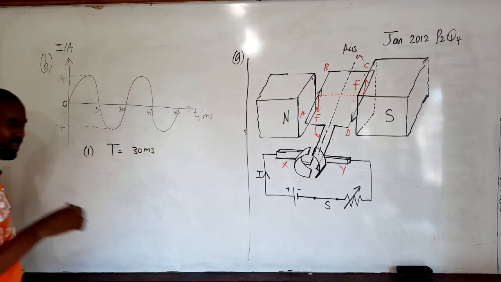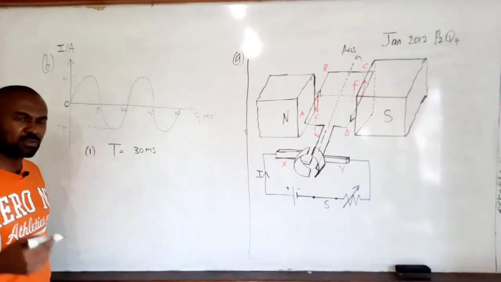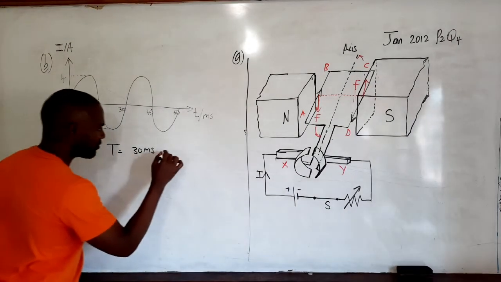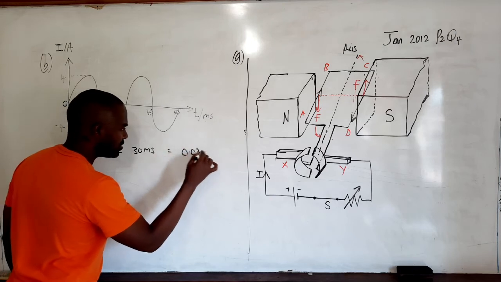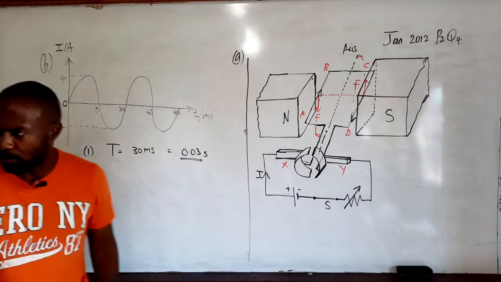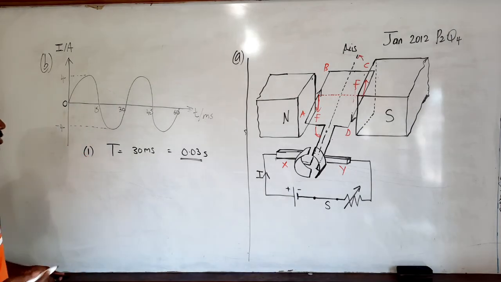But of course, we want to express that in seconds. So milli means divided by 1,000 or multiplied by 0.001 or 10 to the minus 3. So this, of course, is equivalent to 0.03 seconds. So the period of this waveform of the alternating supply is 0.03 seconds.